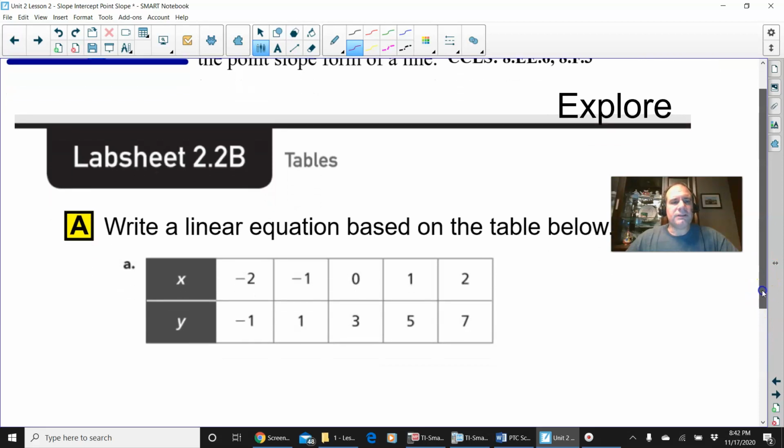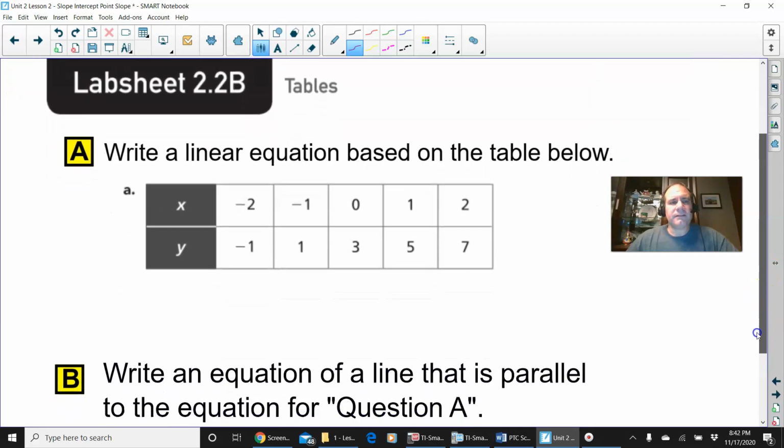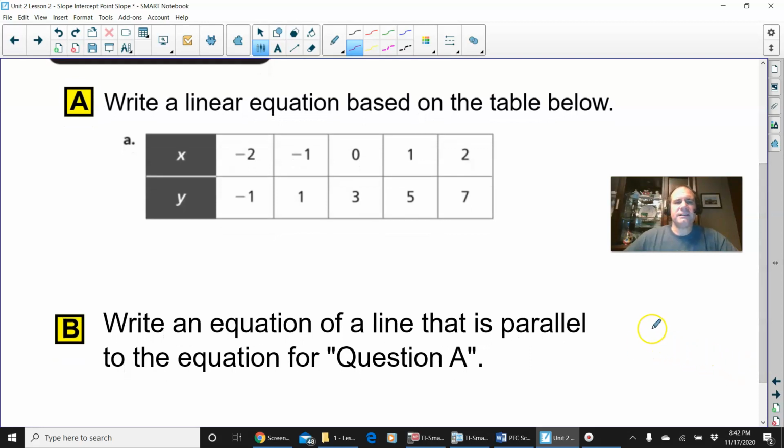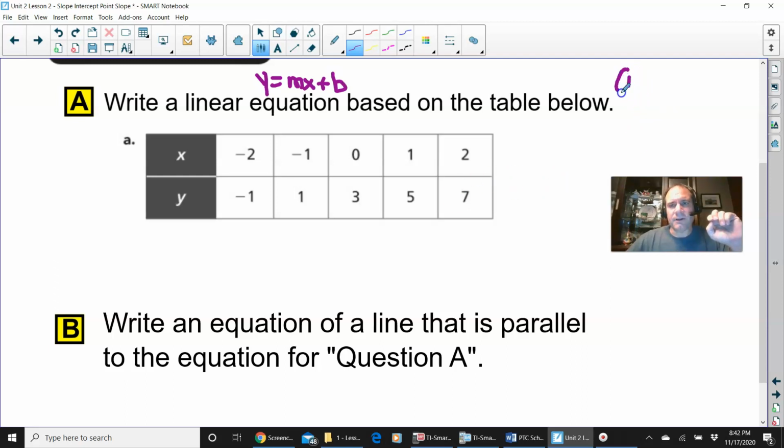Okay, so explore this lab sheet. Write a linear equation based on the table below. And remember, when it says linear equation, guess what it means? Linear, y equals mx plus b. What are the 2 things that you need to write an equation? You could do this. 2 things. What do you need? We'll put it over here.